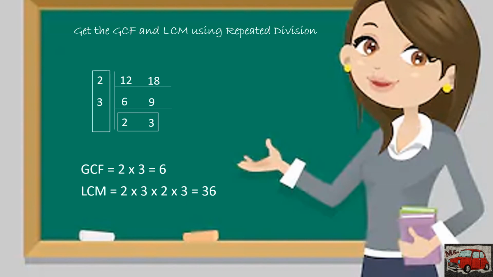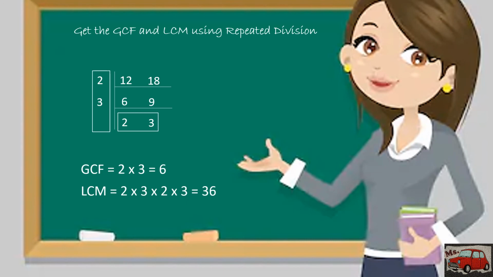Okay? So, 6 divided by 3, we have 2. 9 divided by 3, we have 3. So, kung mapapansin nyo sa ilalim, puro prime numbers na. So, we're done. So, what we need to do now is to get the GCF. Makukuha natin yan kapag pinag-multiply natin yung prime numbers na nandun sa kaliwa niya, which is 2 and 3. So, the GCF is 6.